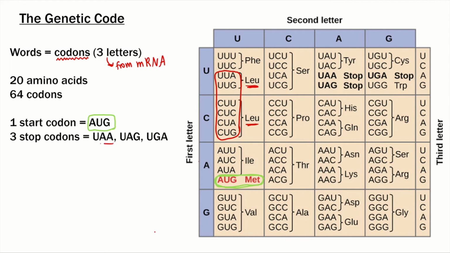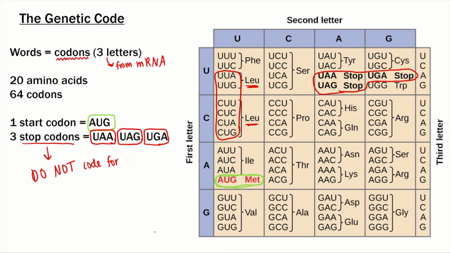We also have 3 stop codons here, so our UAA, UAG, and UGA. These will be found up here. And I want to point out that these stop codons do not code for amino acids. So we can abbreviate amino acids as AA. Our stop codons will not code for any amino acids. We can see that every other codon in our chart here is associated with an amino acid, but our UAA, UAG, and UGA are just stop codons. They're not coding for any amino acid.